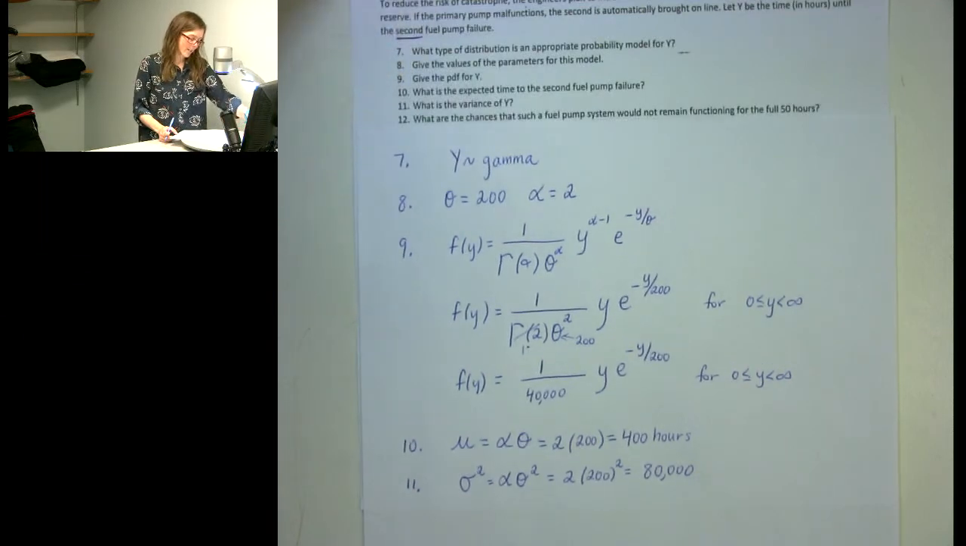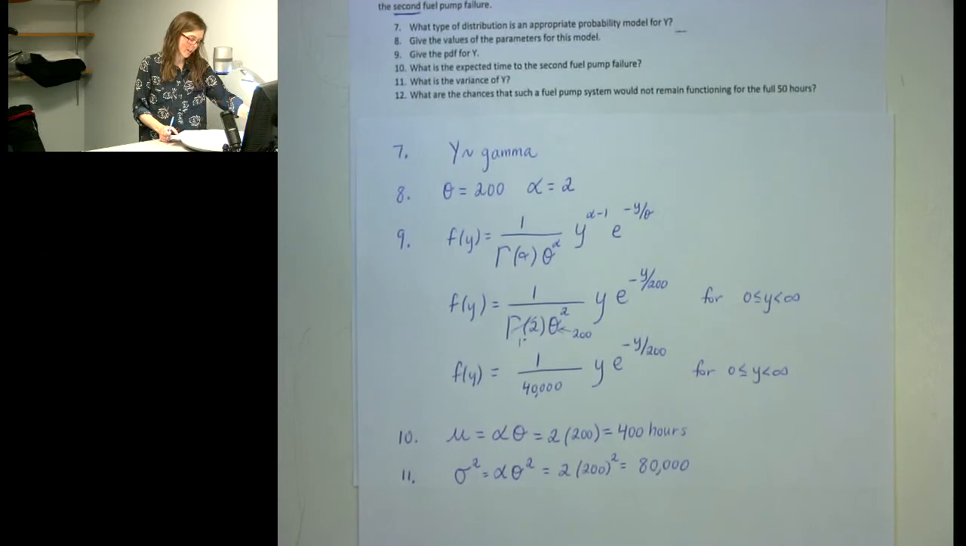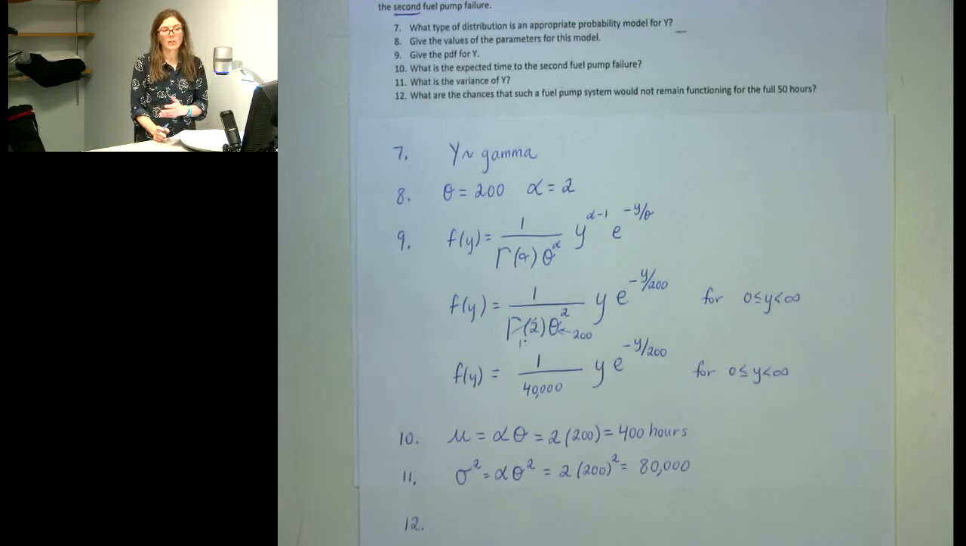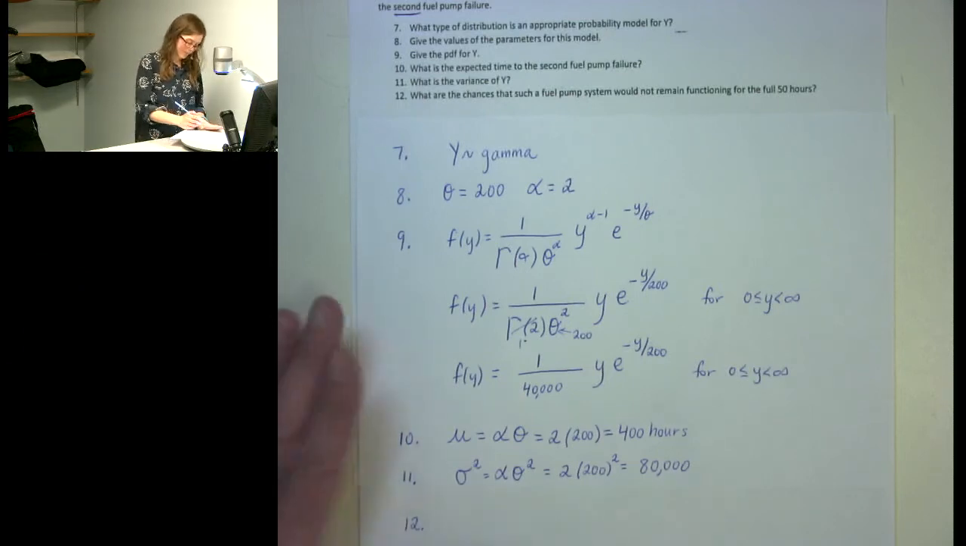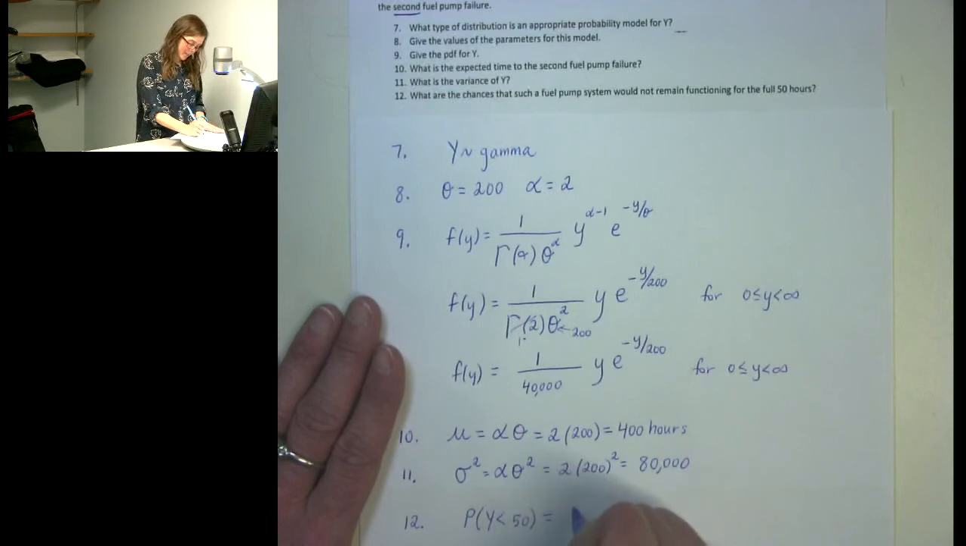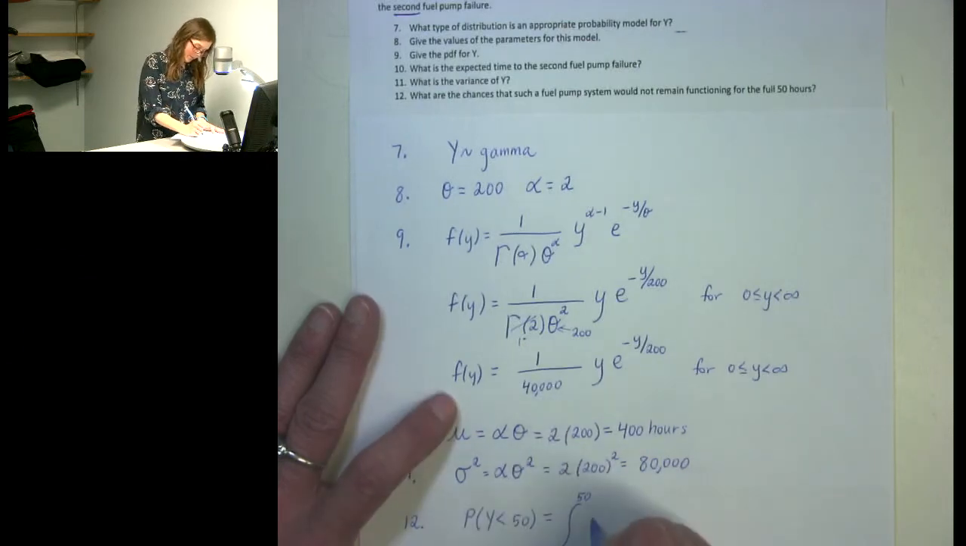Now we want to know what are the chances that such a fuel pump system would not remain functioning for the full 50 hours. If the system doesn't remain functioning, it means the second failure occurs within the first 50 hours. So we're trying to find the probability that y is less than 50, which we can find working with a continuous distribution. Less than 50 means between 0 and 50, so I'm going to integrate my probability density function, 1 over 40,000 y e to the minus y over 200 dy.